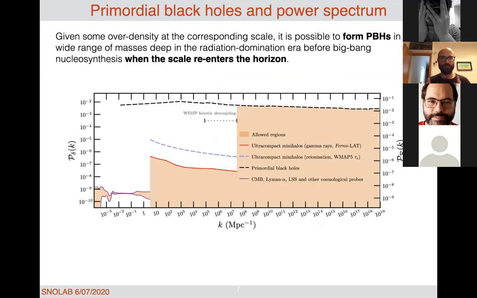So basically, the idea is that you may have, depending on your inflation model, some overdensity in the power spectrum at some small scales, scales that are much smaller than the scales associated to the structure formation. And when this associated scale re-enters the horizon, if the density contrast is large enough, it can actually collapse and form a black hole. So in the early universe, you have the possibility to form black holes with this mechanism.